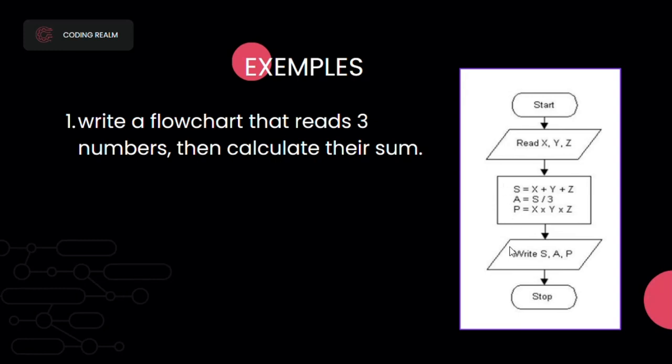Next step, display the sum on the screen. I need to use also the parallelogram because it's an output. And finally, stop or end. It means my program is terminated. This is the flowchart to calculate the sum of three numbers X, Y, and Z.